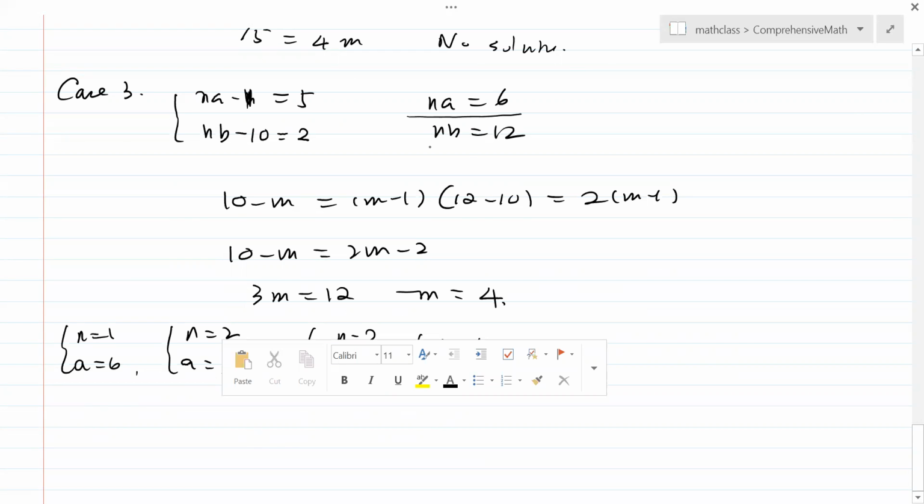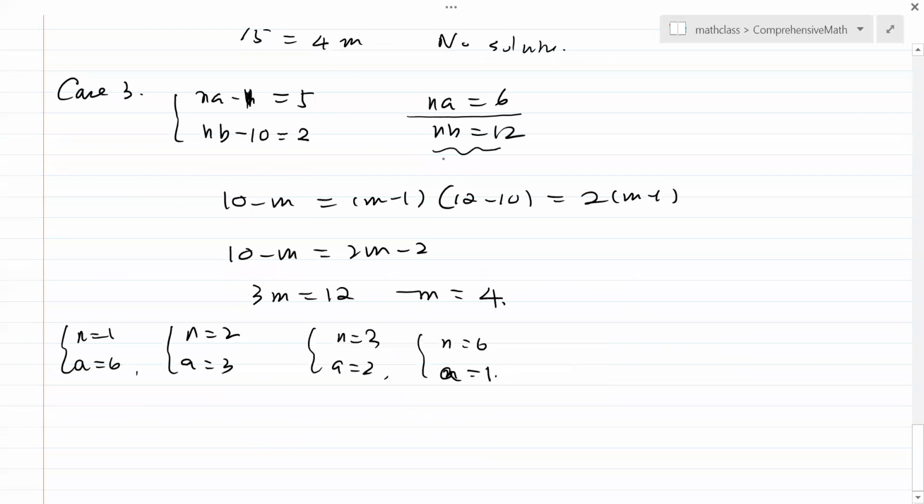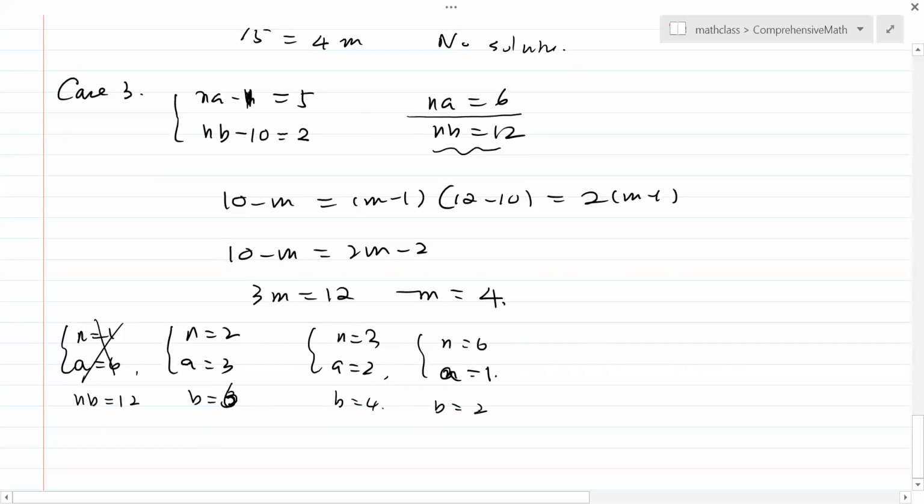No, that's impossible because NB is 12. That's already impossible. NB equals 12. Okay, from here, if N is 2, B is going to be 6. If N is 3, B is going to be 4. Here, you see, you have another equation. And when N equals 6, B equals 2.